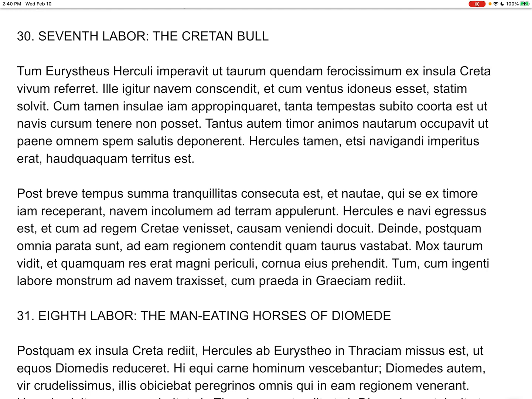Tantus autem timor, so great a fear, moreover. So tantus goes with timor here. Moreover, so great a fear animos nautarum occupavit, seized or took hold of the minds of the sailors. Occupavit, of course, our word occupy comes from that.